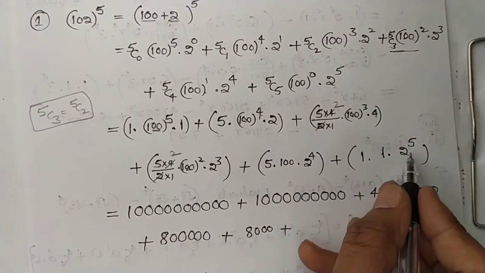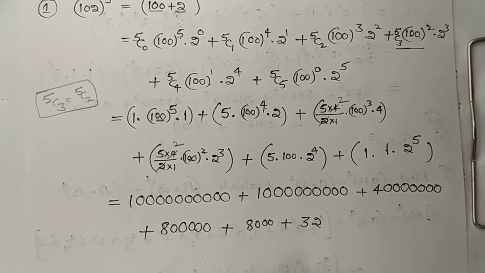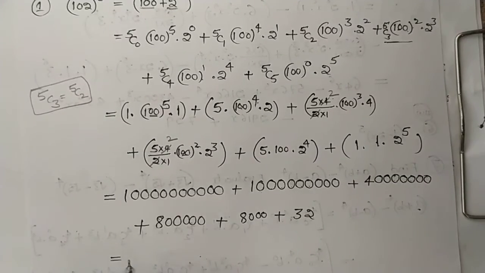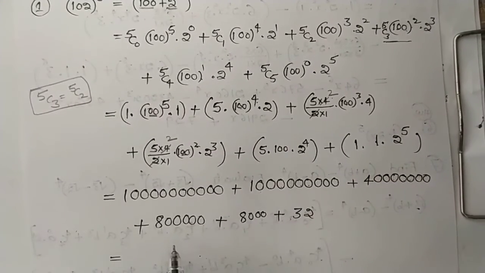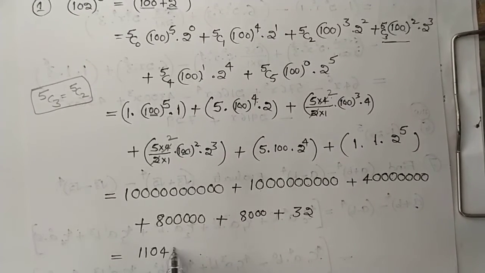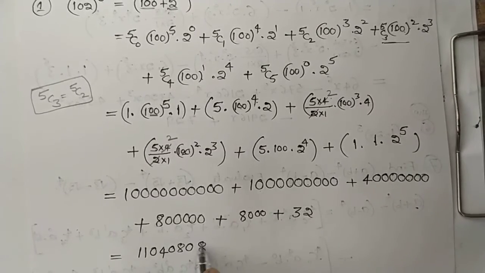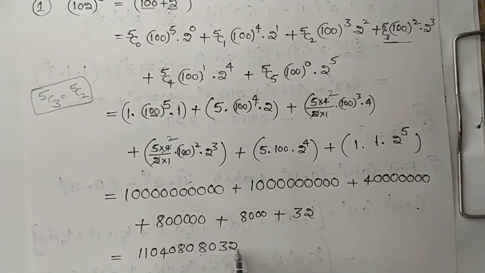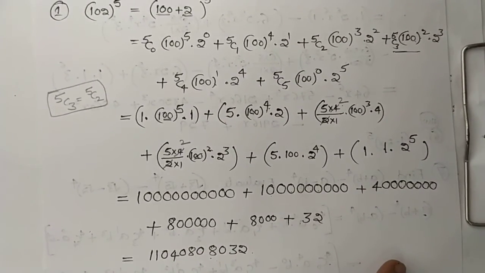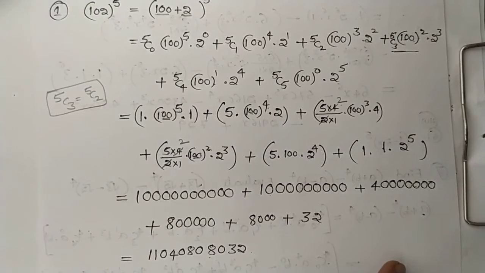1 into 2 power 5. 2 power 5 is 32. Now you just add these terms. Finally we get 11040808032. Hence it is the expansion of 102 whole power 5 by using the binomial theorem.